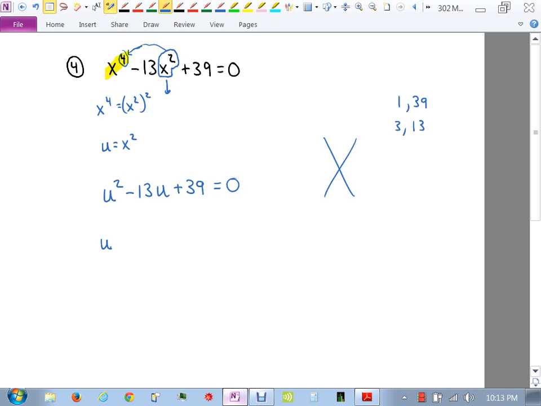So what I get is u equals, quadratic formula is negative b, so that's 13, plus or minus the square root of b squared, which is 169, minus 4 times a times c, all over 2 times a. And now I need a calculator. So let me grab my calculator.